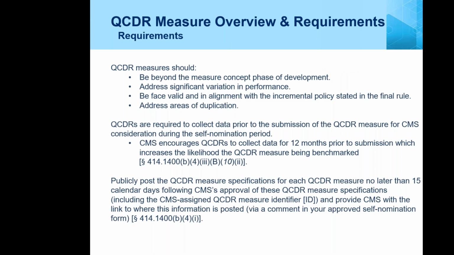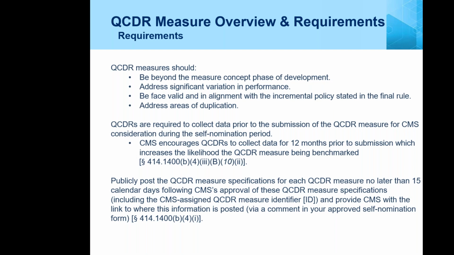So some of the requirements are that the QCDR measure should be beyond the measure concept phase of development. That means you have to have data or documentation, testing, etc., that will address significant variation in performance. The measures must be face valid and in alignment with the incremental testing policy stated in the final rule. And we'll go into that a little bit more later.